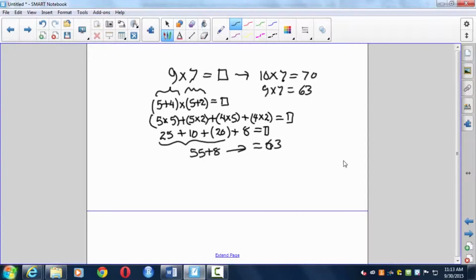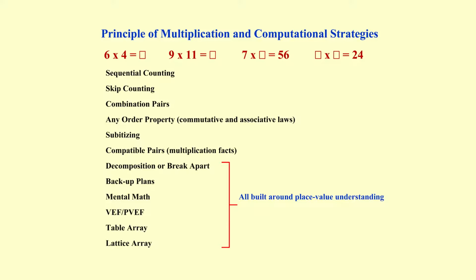So let's see what's left in our computational strategies for multiplication, especially as we begin to look at larger numbers. In fact, while we're here, I think we've talked about decomposition or break apart. We talked about backup plans. Mental math, again, is doing the arithmetic in our heads. And if we're capable of doing that, we'll really focus on place value to do that.